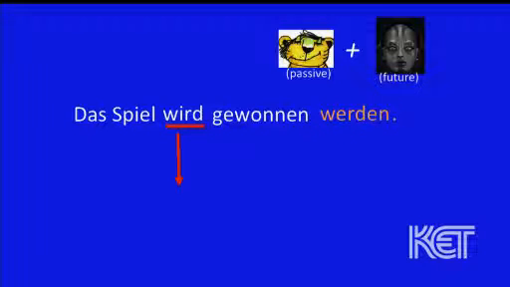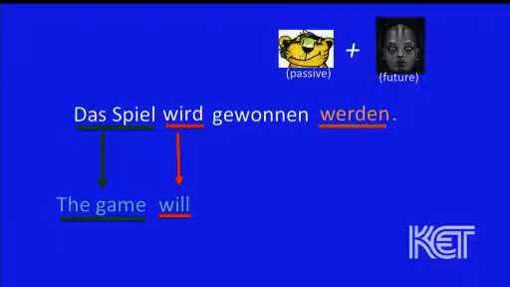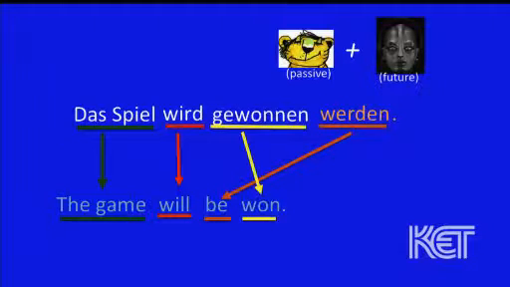Now, let's translate this. Wird, we would say in English, will. Okay, und das Spiel is, of course, the game. Und werden here is be. Und gewonnen is won. The game will be won. That's passive and future together. Cool.